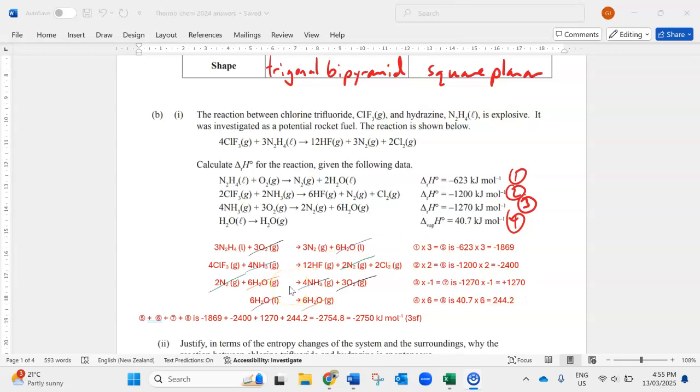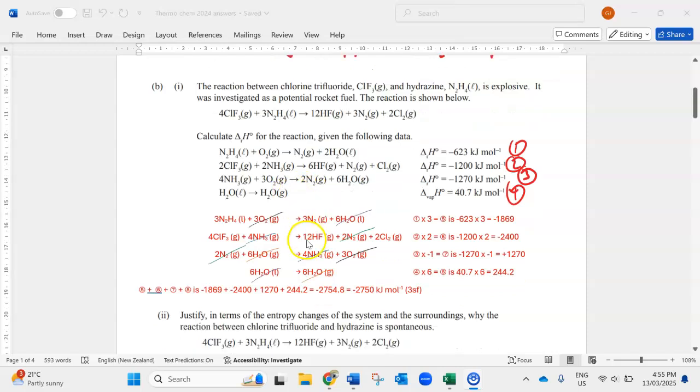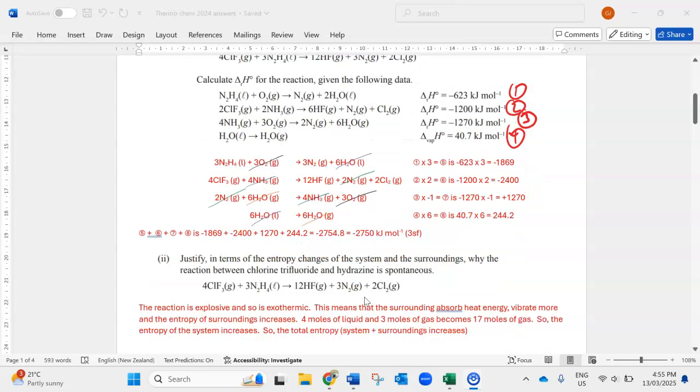And to have the gaseous waters and the liquid waters cancel out, I times this equation by 6, and then I add everything together, give it a unit, round it to 3 significant figures, -2750 kilojoules per mole.